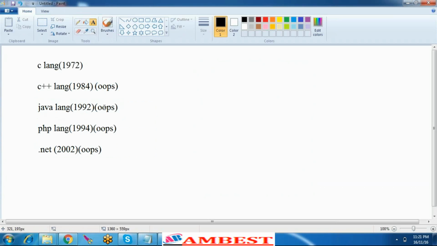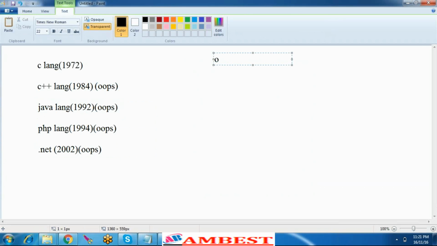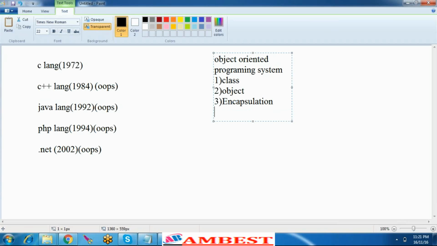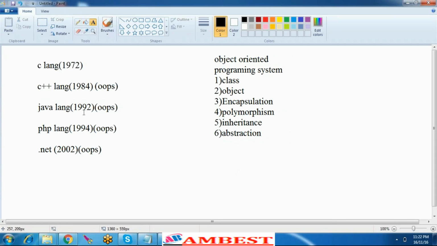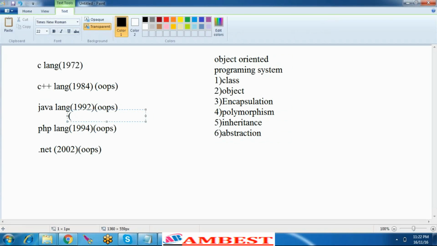Suppose OOPS means object oriented programming system, where you have a few principles like class, object, encapsulation, polymorphism, inheritance, abstraction. So there are some properties, 6 properties. These 6 principles are followed by Java. So Java follows all the 6 principles. Whereas PHP follows only 3 principles. That is class, object and inheritance.